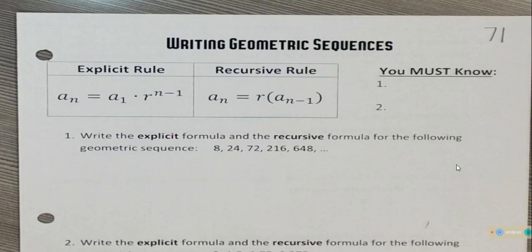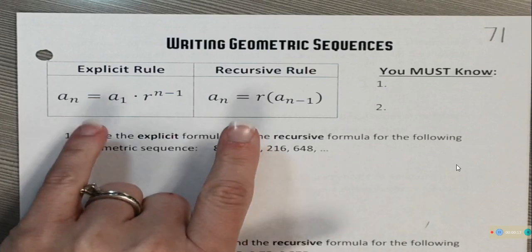So what we're going to work on today, in addition to using them to find the 10th or the 11th or whatever term, is you're going to now take the information and write me the explicit or the recursive rule for the sequence. So you have your two rules.